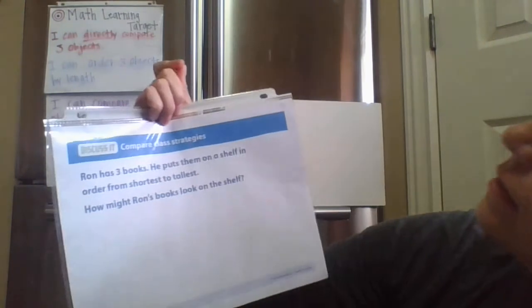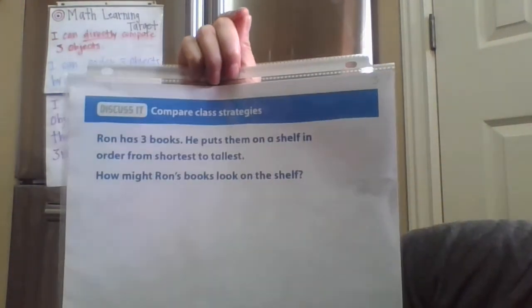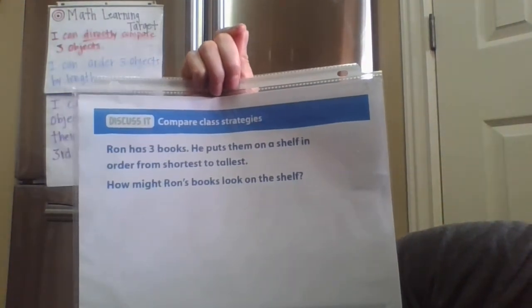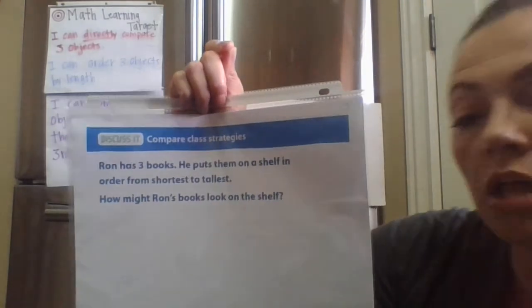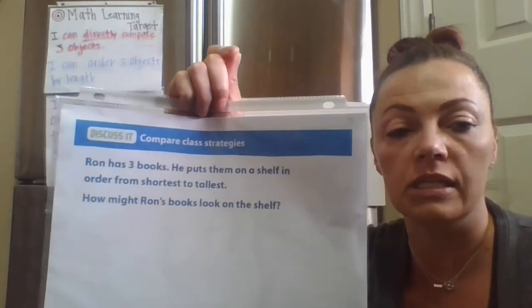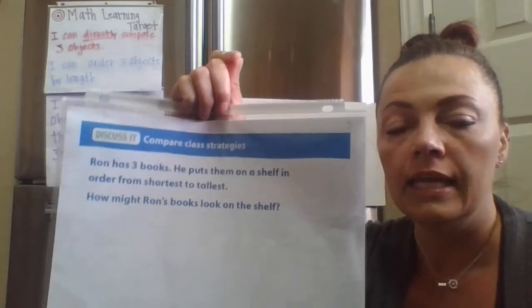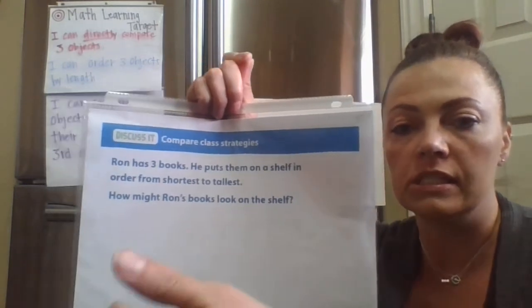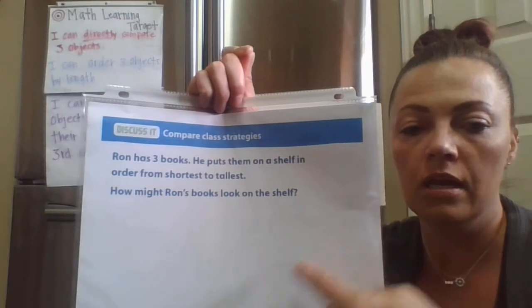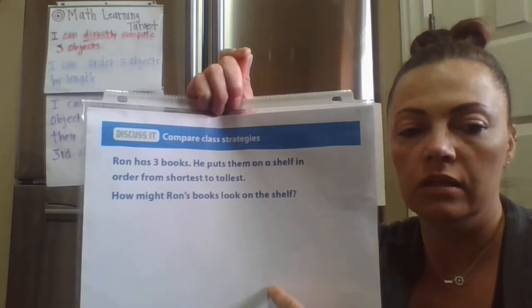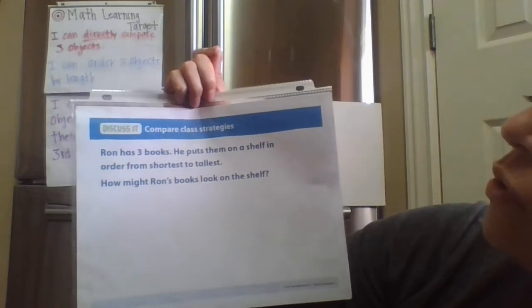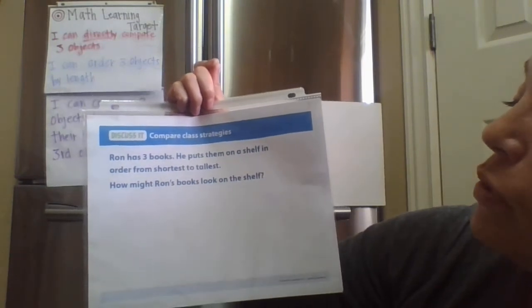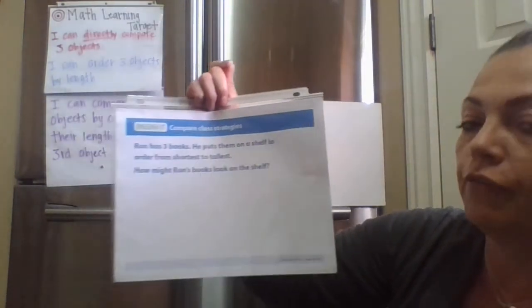This one says, Ron has 3 books. He puts them on a shelf in order from shortest to tallest. Okay, now instead of using longer, it's saying taller. That's because instead of measuring something this way, we're going to measure it this way. So this is tall, this is long, okay? Shortest to tallest. How might Ron's books look on the shelf?